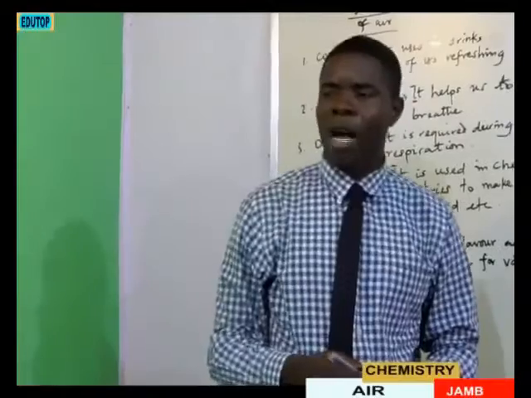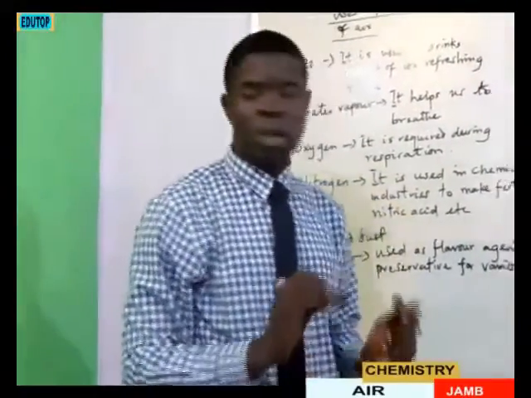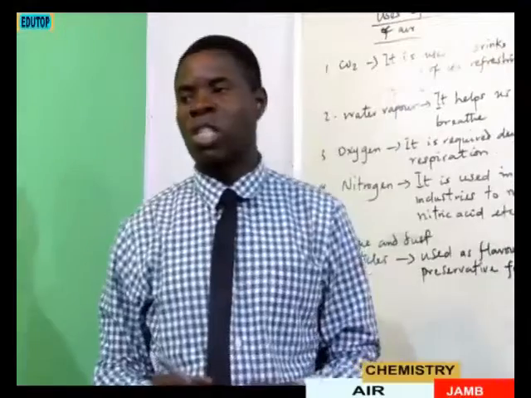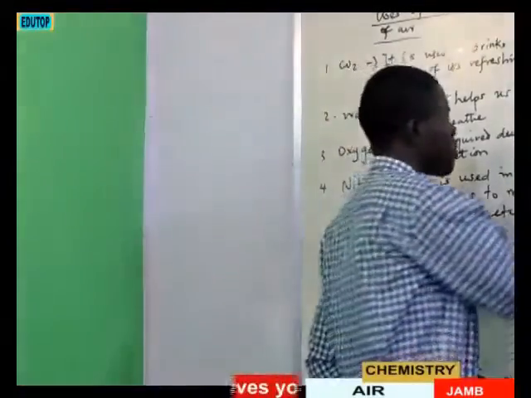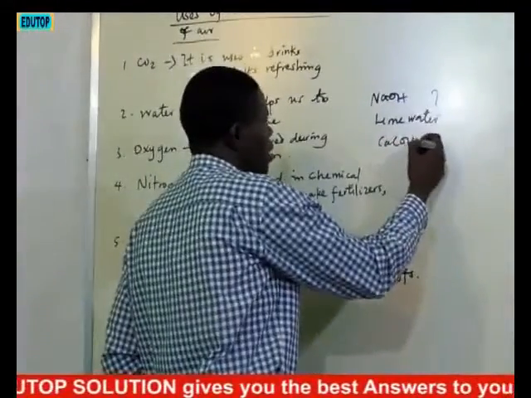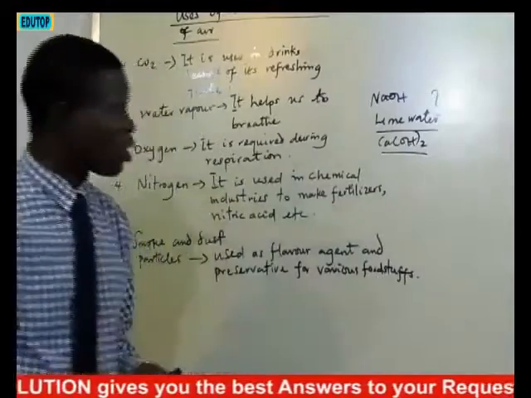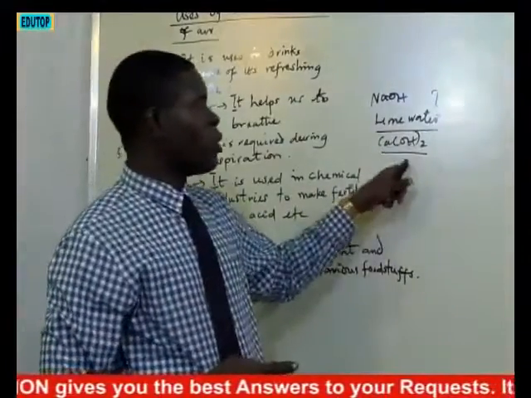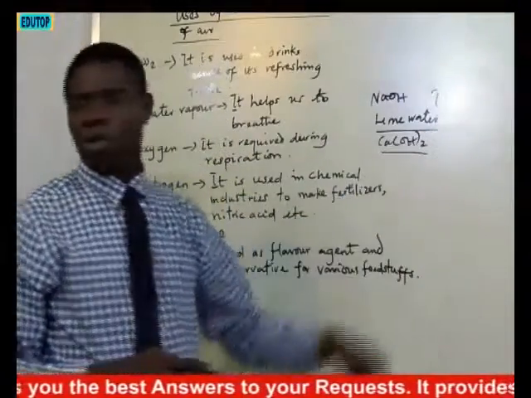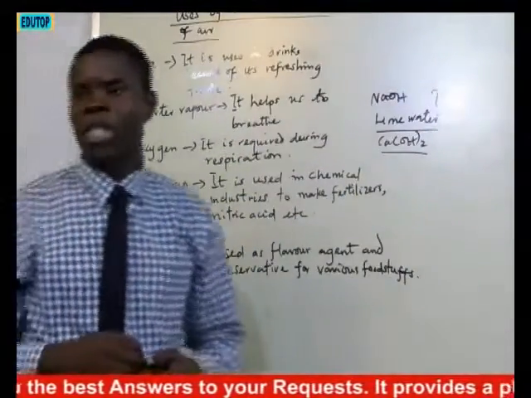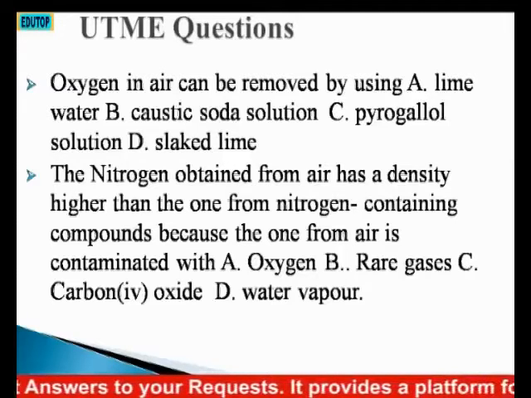Then C, pyrogallol solution. That's alkaline pyrogallol solution. That one is suitable for oxygen. Then slaked lime. Slaked lime is also not correct. It is the same as lime water, but the only thing is that this one is a solid, while this one is a solution. It can also be used because of the affinity for carbon(IV) oxide, not oxygen. So the suitable option here will definitely be option C, which is pyrogallol solution.